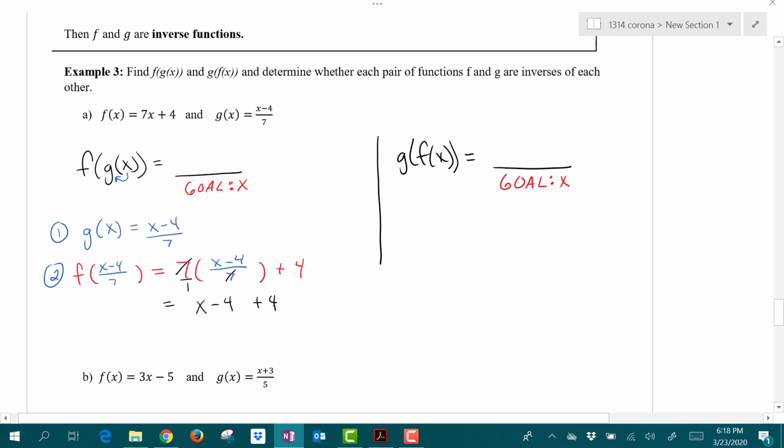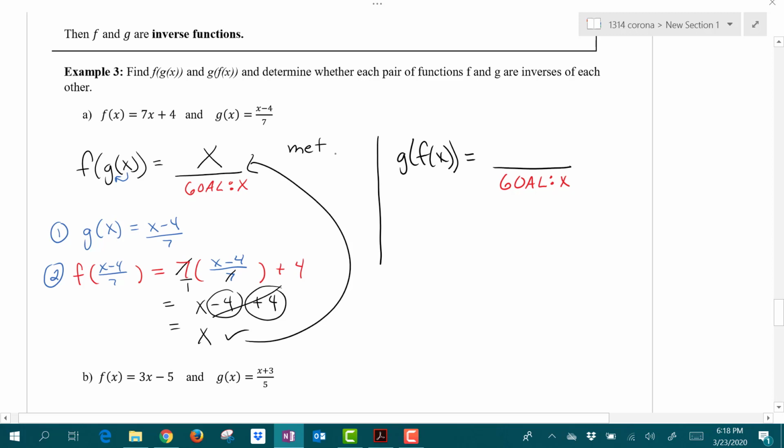and then I have that plus 4 that's going to come down. X minus 4 plus 4, well, plus 4 and minus 4 are going to cancel each other out. Minus 4 plus 4 is 0, and I end up with exactly x, and that was our goal. So we have met the goal for the first composition.